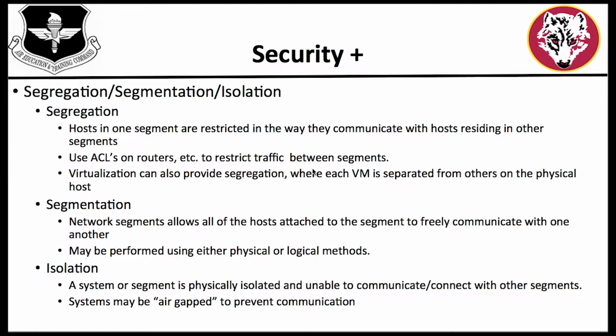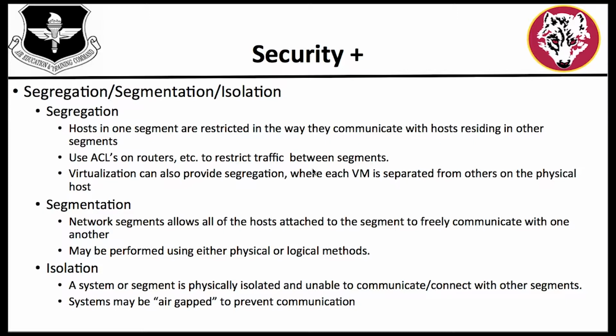Segregation, segmentation, and isolation describe the methods used to design and manage networks and network systems. These methods allow us to physically or logically organize systems to manage access control, security, and throughput. The first term to discuss is segregation.